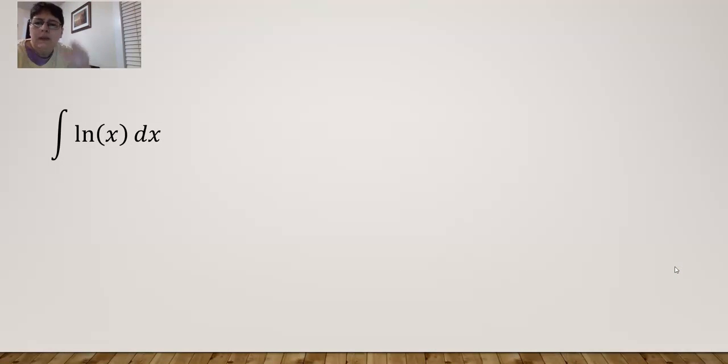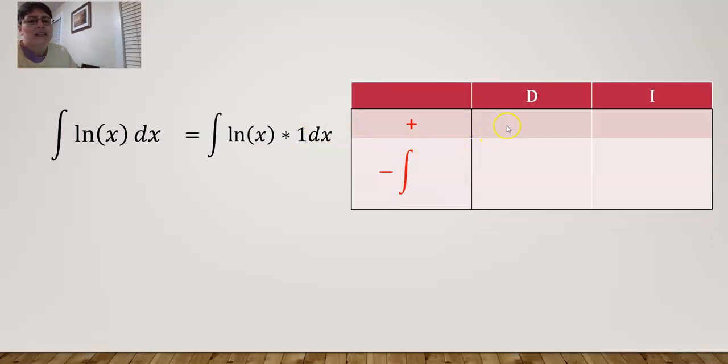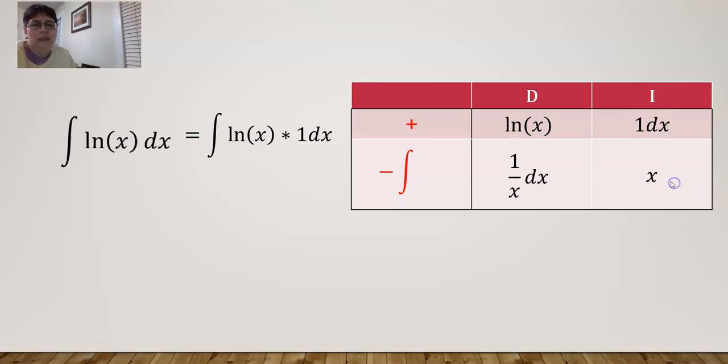Okay, so there's a sneaky little trick. We pull it into 2 pieces by just multiplying by 1. Then we can do our integration by parts. Let's just fill it straight in. And, okay, the derivative of natural log is 1 over x. The integration of 1 dx is just x.